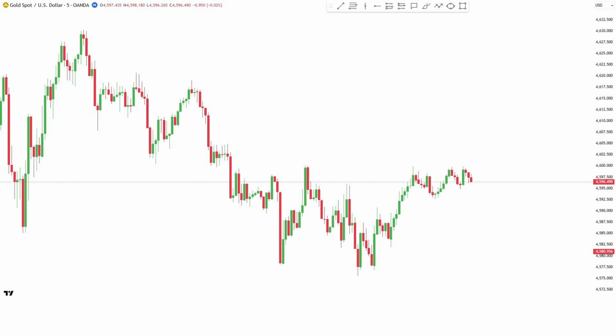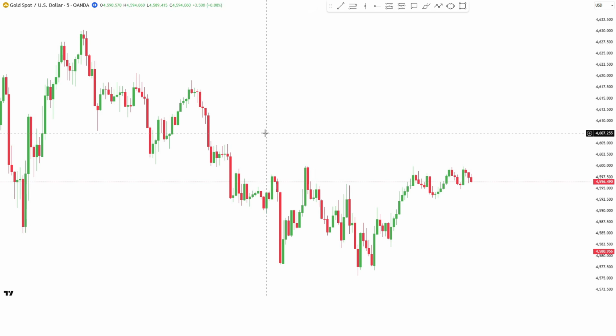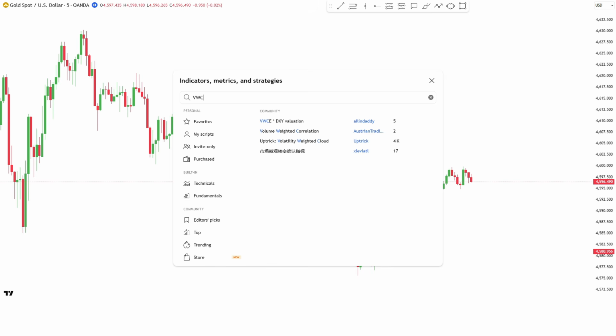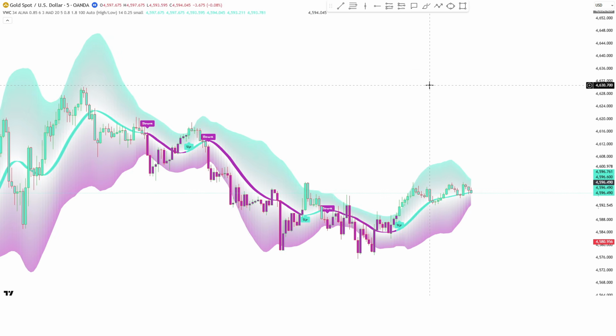The setup: asset gold XAU USD. Time frame 5-minute. Indicator: Volatility Weighted Cloud with adjusted settings.